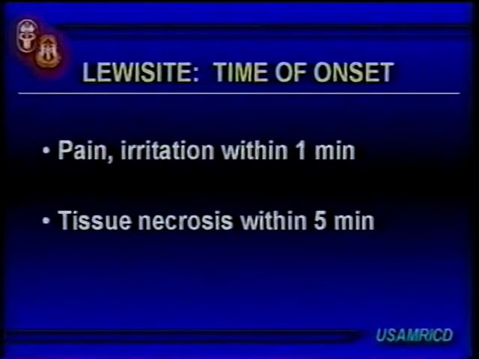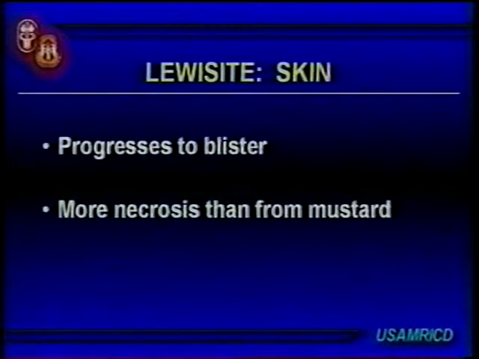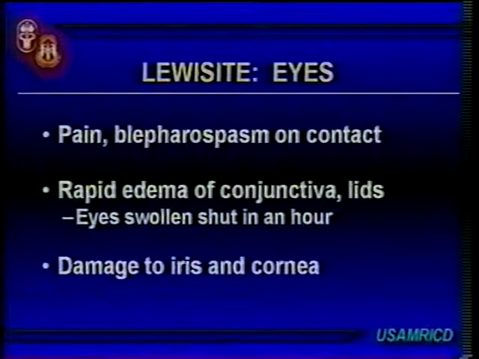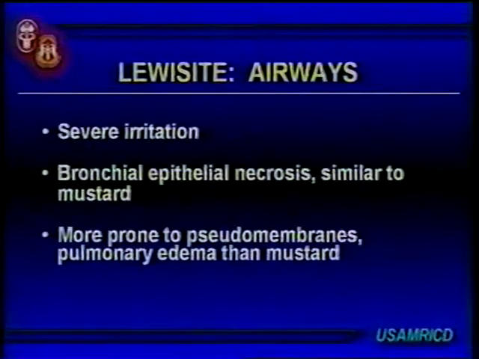Lewisite causes immediate pain. Mustard, you got the delayed effect. Immediate pain, in 5 minutes you're getting tissue necrosis. Big difference. Blisters are said to cause more necrosis than mustard. The fact is we have very little experience with this because it's never been used on the modern battlefield. Very similar to mustard, except it's going to be immediate. Same as for mustard.